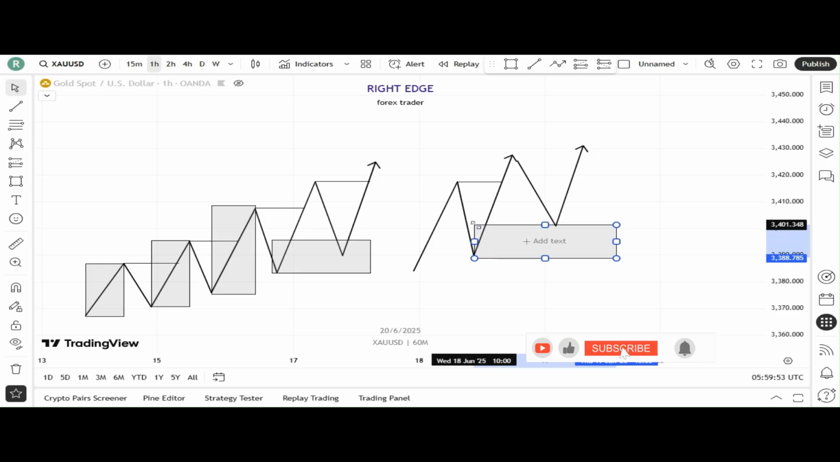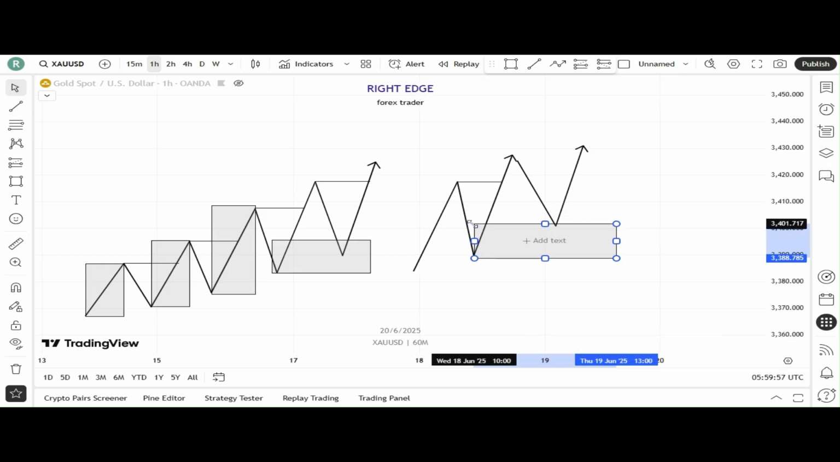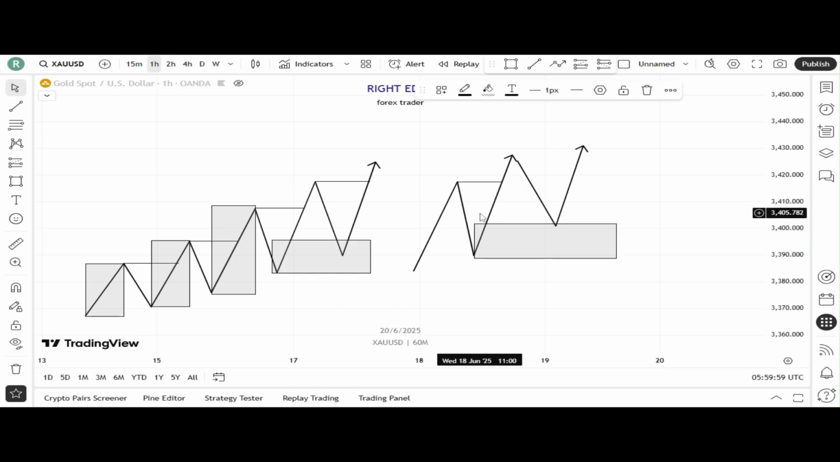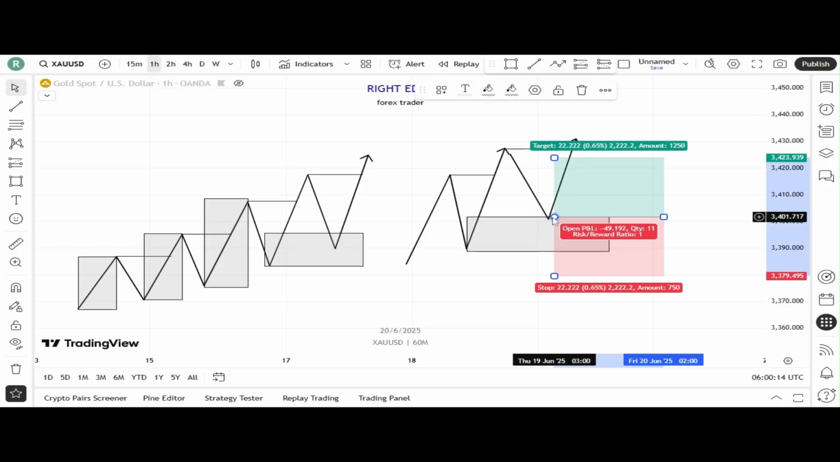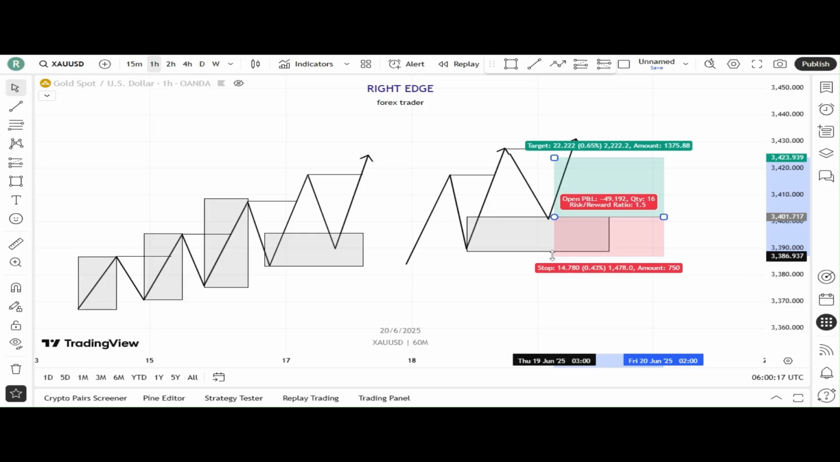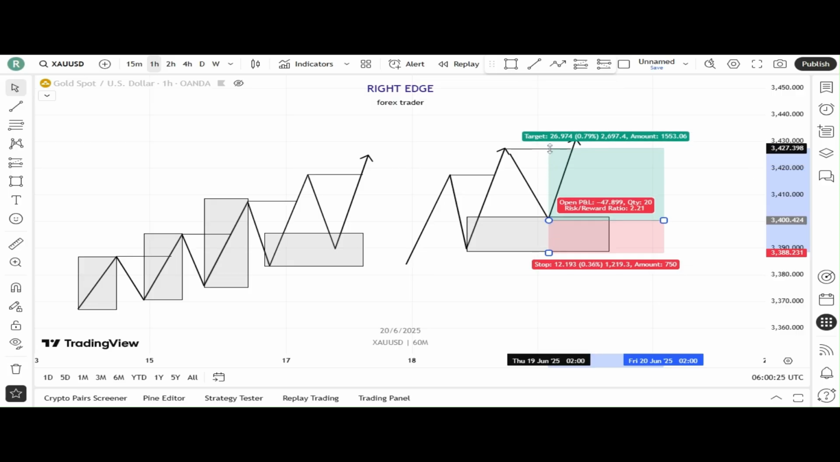You have waited for price to come in here. So where will you target? Your target will be here. This is your target. And if this is your target, it then means that you are buying from somewhere here. Let's assume this low is your risk. This is where you're placing your stop loss. All right. So let's assume you're buying here, and this is where you're taking your profits.